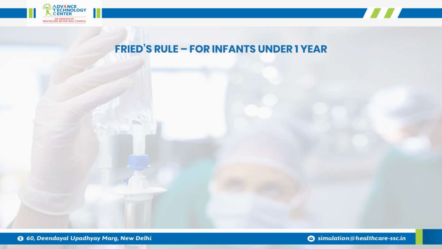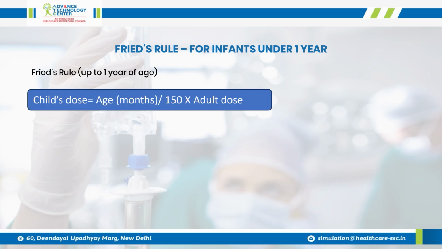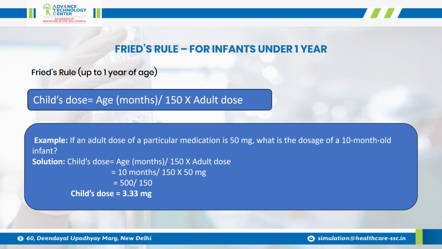Fried's rule, for infants up to 1 year of age. Next is Fried's rule, which is used for infants up to 1 year of age. The formula is child's dose equals age in months divided by 150, multiplied by the adult dose. It calculates dosage based on age in months. For a 10-month-old baby prescribed an adult dose of 50 milligrams, the infant's dose is 3.3 milligrams, a tiny but critical adjustment.